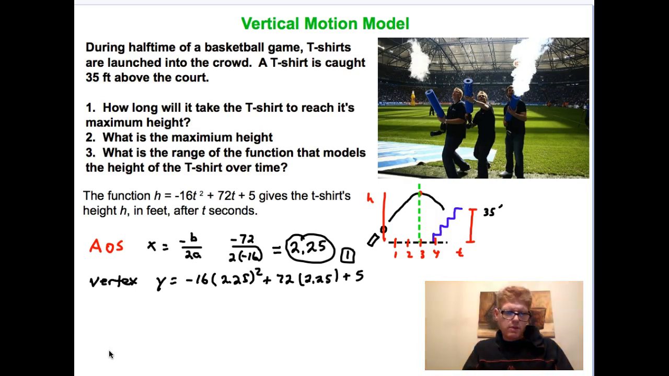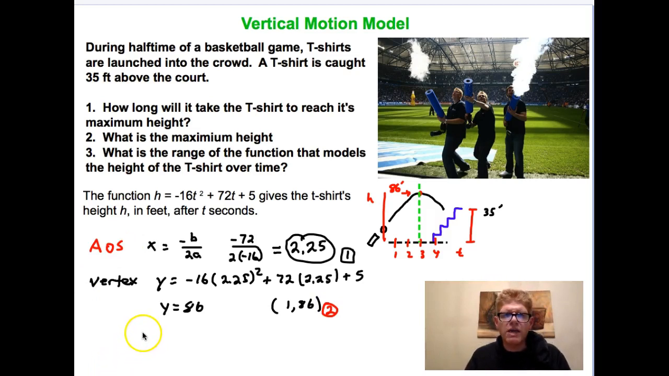Okay? And we hit enter, and the answer is 86. So the y component of the vertex, the y coordinate, is going to be 86, which means that our vertex itself is going to be (2.25, 86). But since that is the y coordinate, it is giving us the height, the max height of that t-shirt, which is 86 feet. So that is the answer to part 2 right there. And now let's just reason together for a moment about the range of the function.